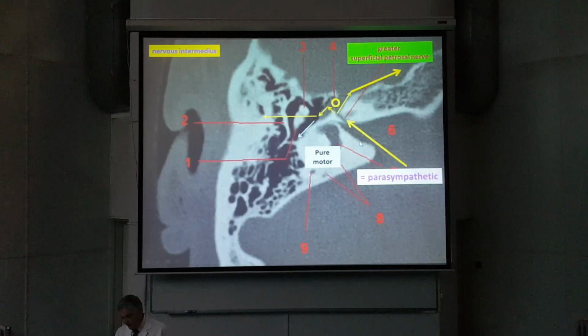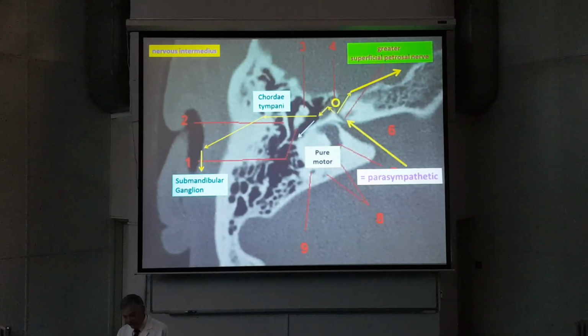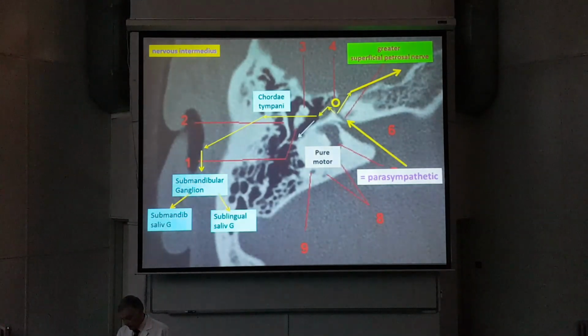When the parasympathetic leaves the facial nerve in the middle ear, this is called chorda tympani. It is parasympathetic. It's going to leave the skull through a special canal, and it is going to go to the submandibular ganglion to supply submandibular gland and sublingual gland. So this is part 1 of the parasympathetic system of nervus intermedius.